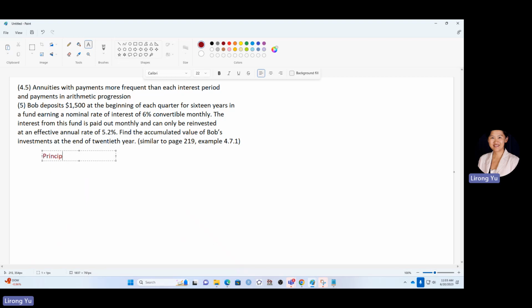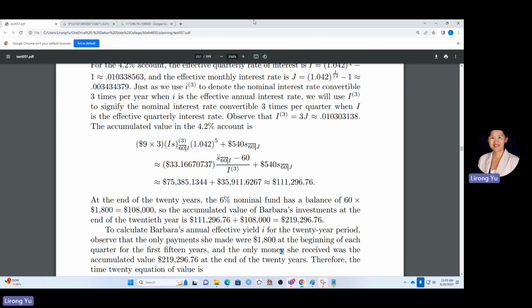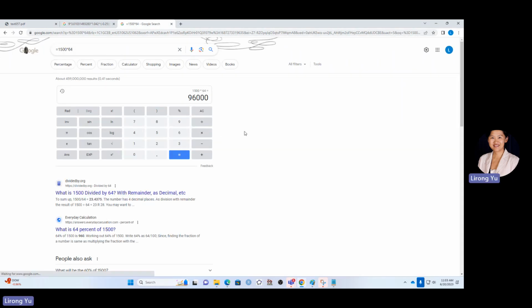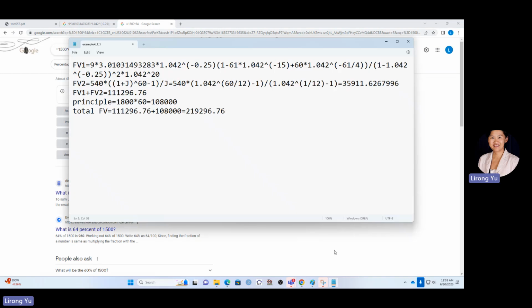We're separating the principal into two different accounts. So the principal is 1500. How many payments? 16 years, quarterly payment, 16 times 4 is 64. So then we are able to calculate the total amount of principal we would be paying. Then that we can calculate pretty quickly. All right, so it's 9600.